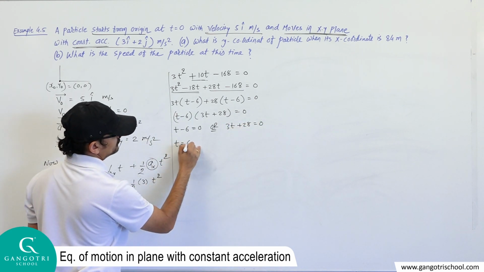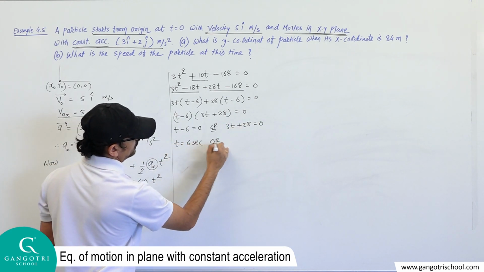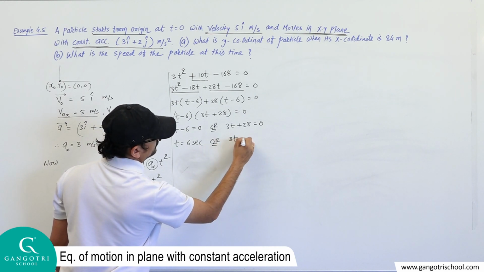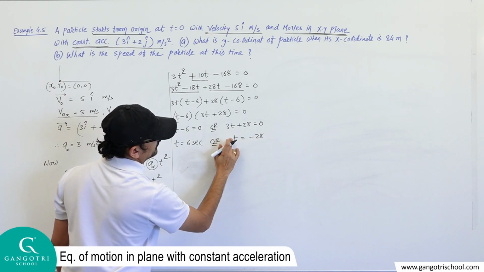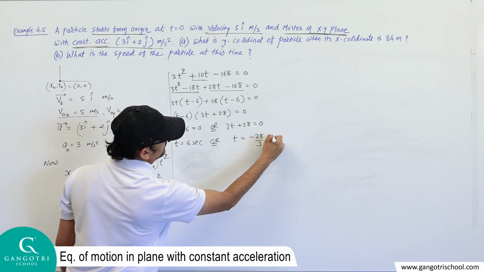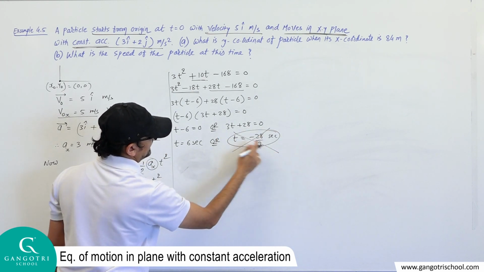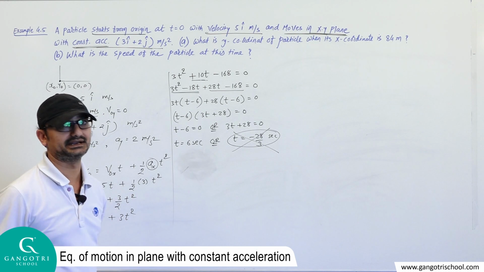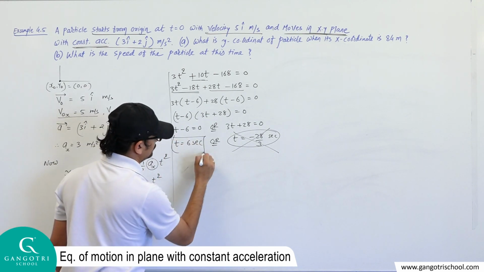So t is equal to 6 seconds, or 3t is equal to minus 28, which means t equals minus 28 by 3 seconds. See, this is not possible. Time is never, as I said, time is never negative. It should be t equals 6 seconds.